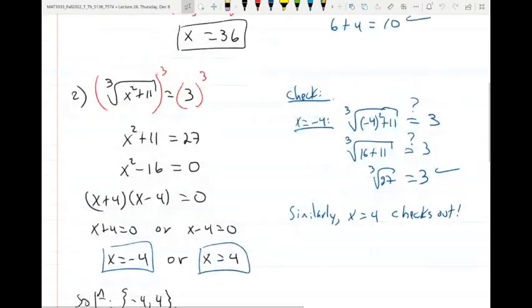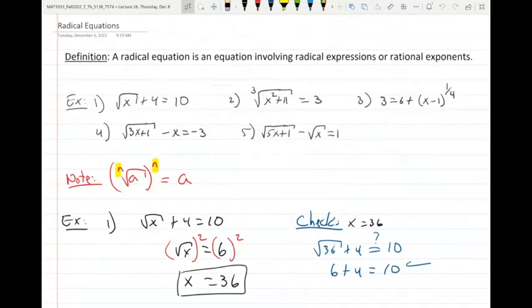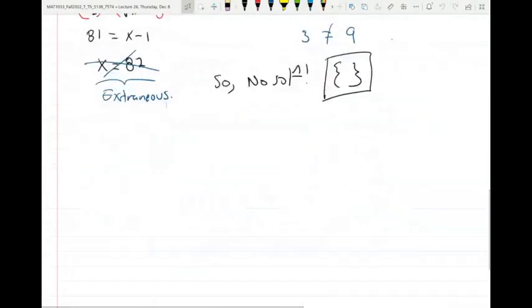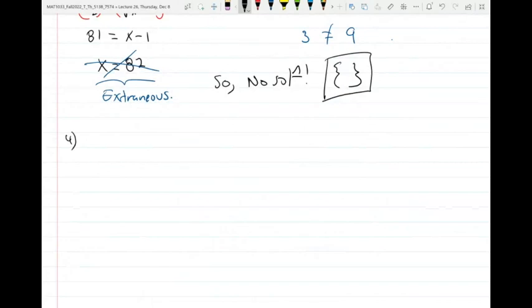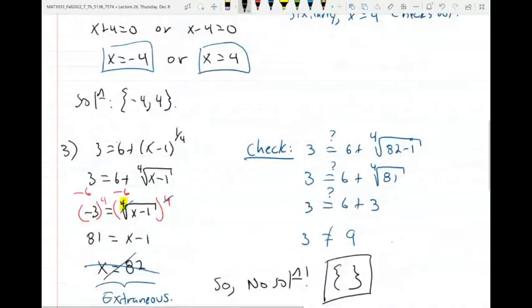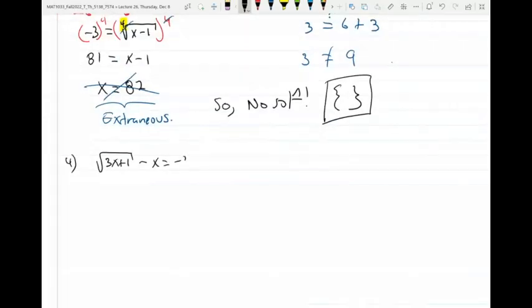Okay, so now let's do one that's slightly more interesting, because so far here, when you raise both sides to the power matching the index, the radical is gone, and we got something relatively straightforward to solve for. But 4 and 5 are a little bit more complex. So let's do number 4. That's the square root of 3x plus 1 minus x equals -3.